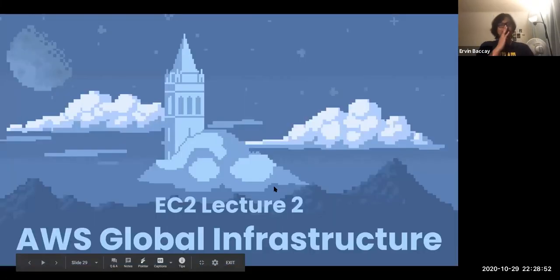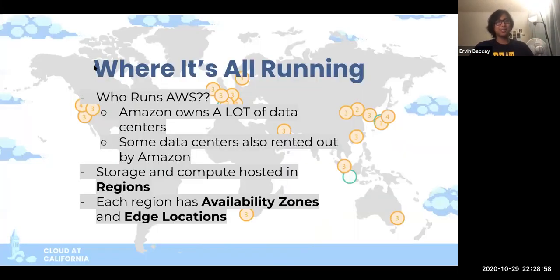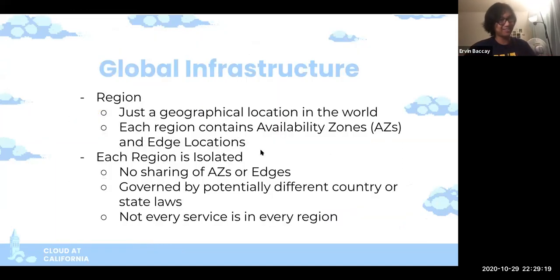Moving on. So now we're going to get into the nitty-gritty of how AWS specifically works. So where is it all running? AWS owns a lot of data centers, and in addition to that, they have extra data centers that are also rented out by Amazon for Amazon. So storage and compute is hosted in regions, and each region has availability zones and edge locations. Now, what the hell did I just say? Let's go ahead and dig deep.